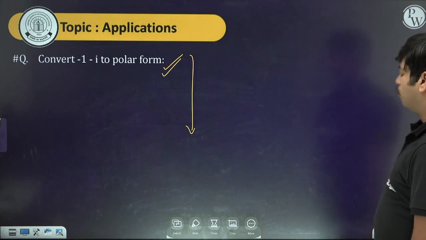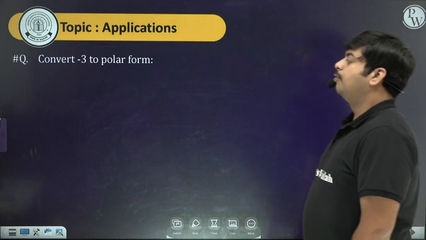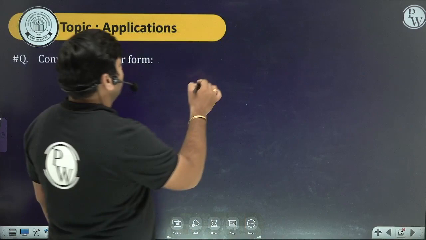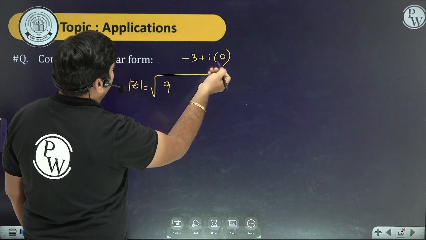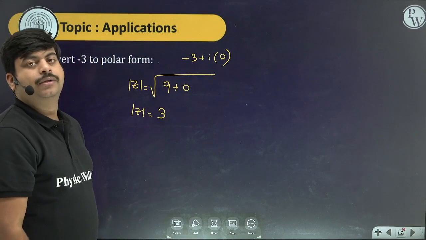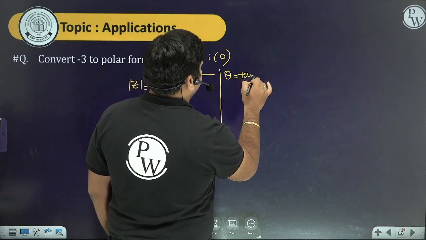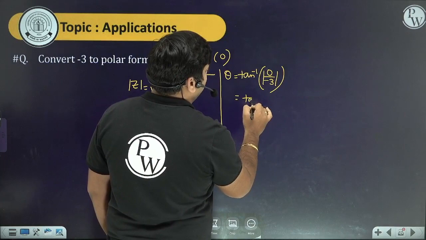Convert minus 3 to polar form. People, just minus 3. That means it is minus 3 plus i times 0. So what is mod z? Mod z will be root over a square, 3 square is 9, plus b square, that is 0. So mod z is the same number, 3, but positive. It is a magnitude, a distance. What about theta? Theta is equal to tan inverse of y by x. Y is 0, so we get tan inverse of 0, which is 0. Theta is equal to 0.